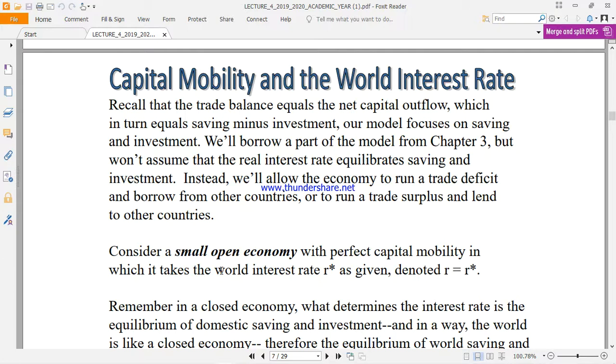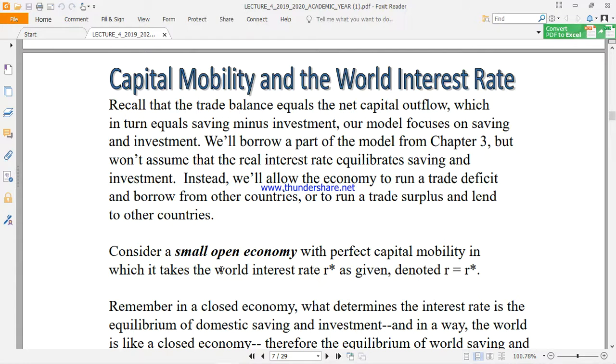I've said that a small open economy is an economy which is very small, such that whatever action it makes, it's not going to affect the world capital market or the world financial market. That's a small open economy. Now, this brings us to the idea of what we call perfect capital mobility. Perfect capital mobility is a situation where there is free movement of capital between our country and other countries. No restriction. I can invest there, I can invest here.